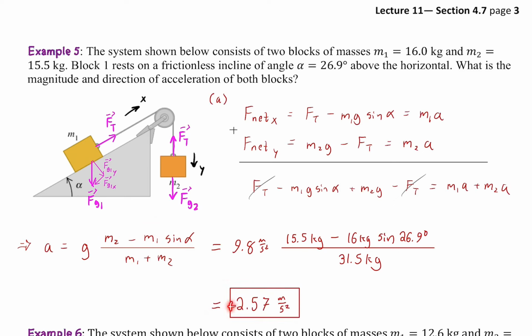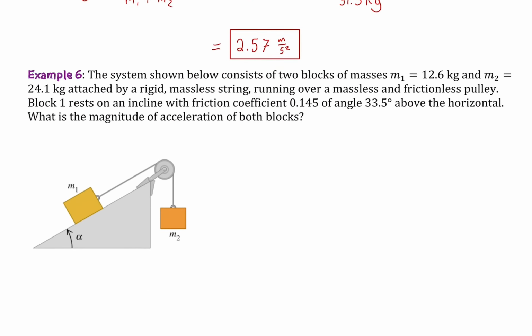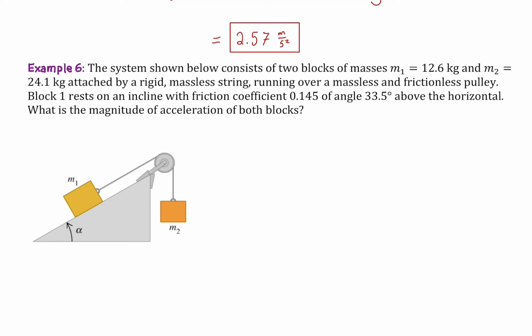2.57, and it's positive, which means my assumption that positive x is going to be the direction of acceleration and positive y is going to be the direction of acceleration was correct. M2 is indeed big enough to pull the system down. All right, let's do it again. Same problem, but this time with friction.